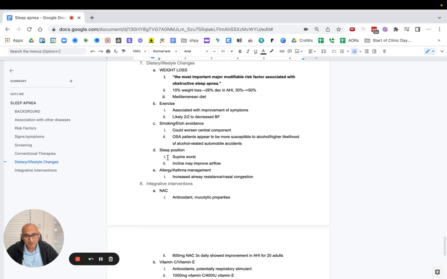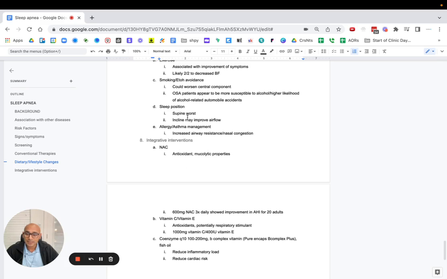Sleep position. So as we talked about, lying flat on your back is the absolute worst, but being on an incline can certainly improve your airflow, or perhaps resting on your side on an incline, aligning those axes and opening up your airway. And then making sure that any allergy or asthma management is undertaken so that any airway swelling is kept to a minimum.